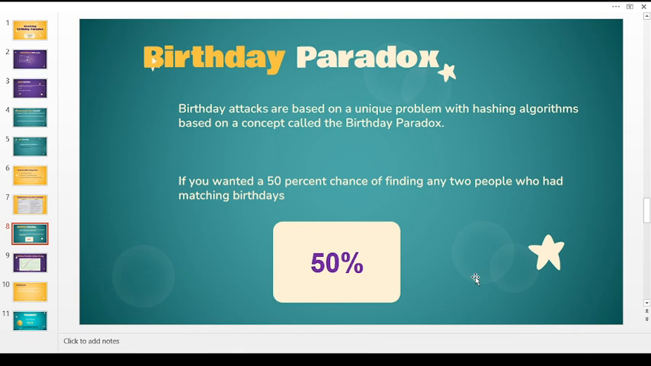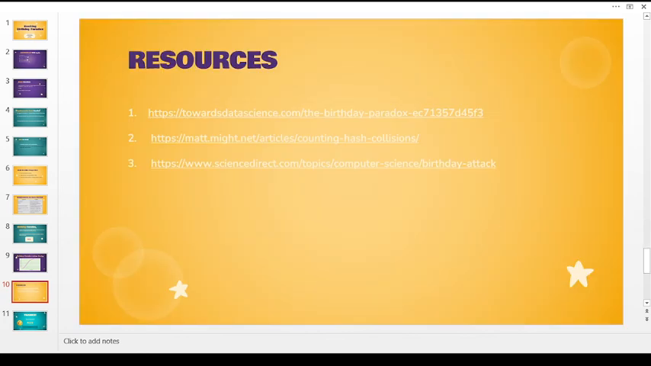The birthday paradox, and how to prevent birthday attacks.